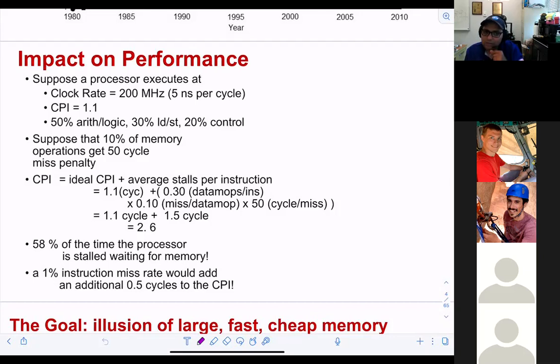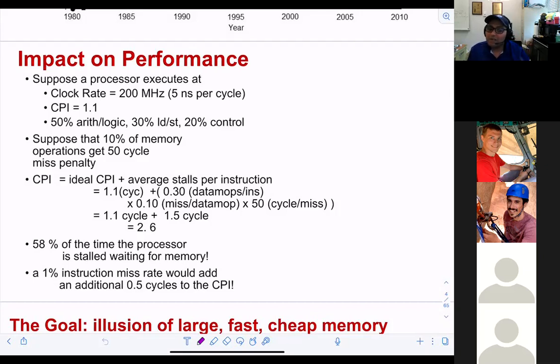So 0.3 times the 10% times the 50 cycles I have. So in total, what happened? The CPI was 1.1, it turned to be what? 2.6. What does it mean? It means really huge for us as performance evaluation people. It means that this processor will be 58% of the time doing nothing.